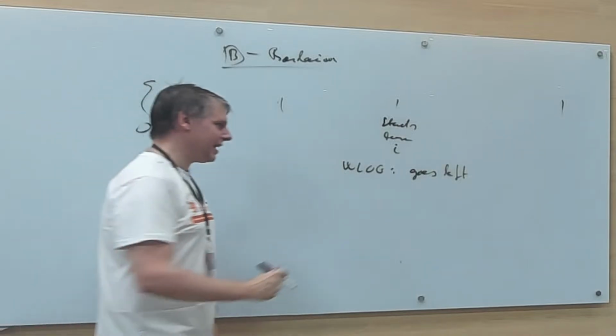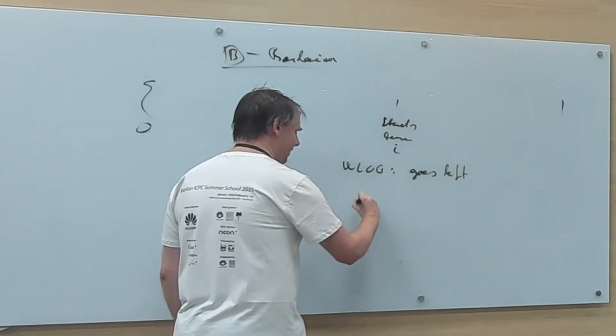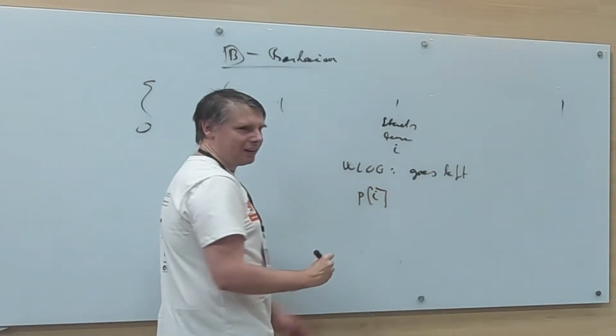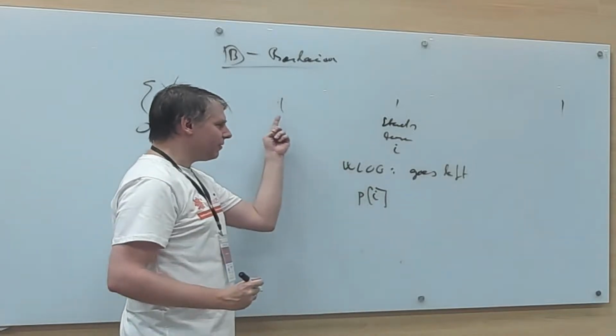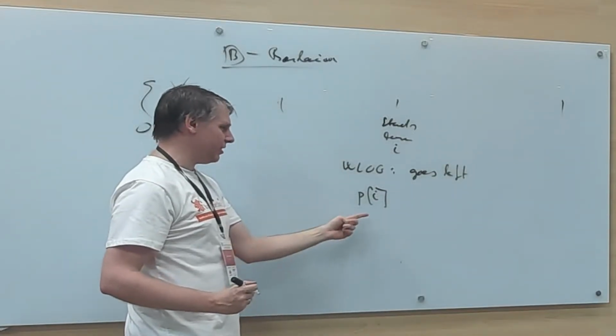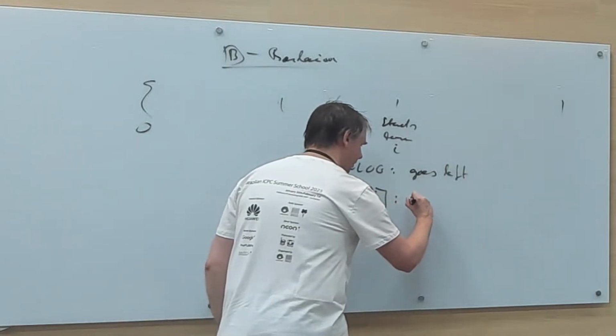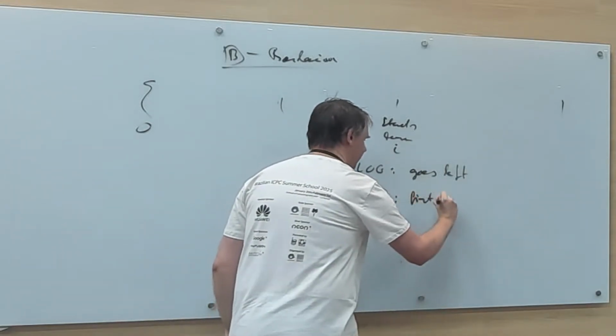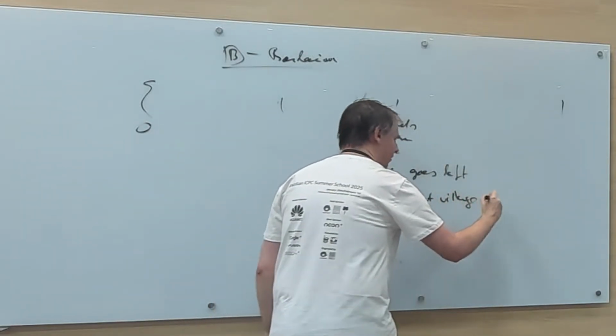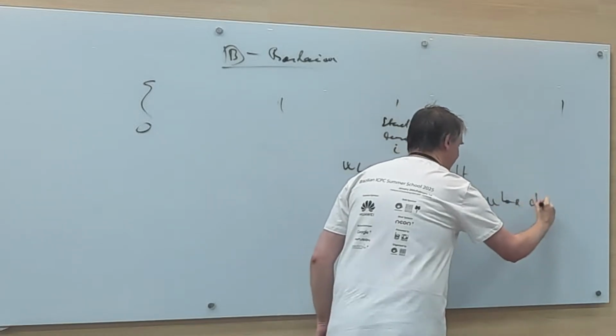Okay, and let's denote by, let's say, p_i, for i, the first village where it changes direction.